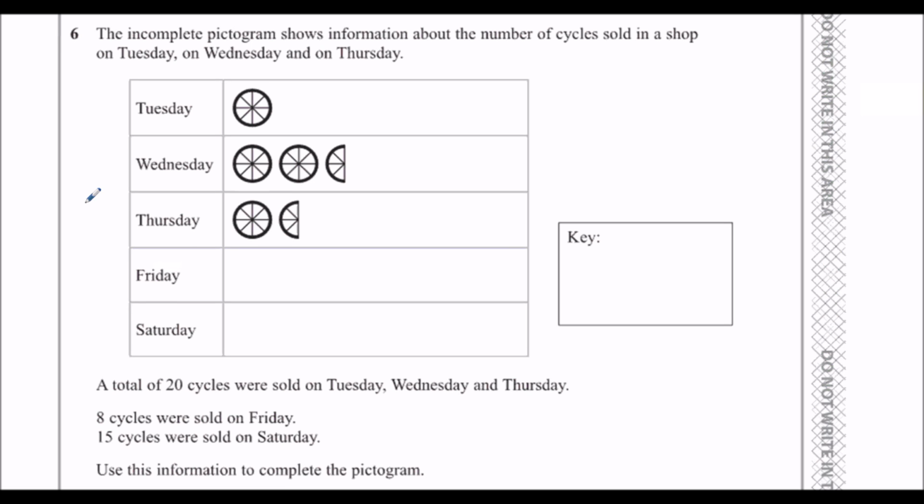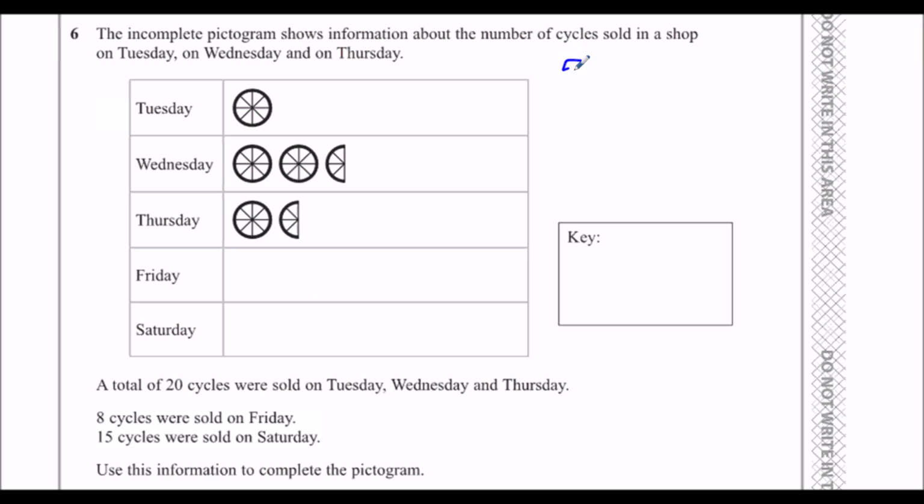Question 6. The incomplete pictogram shows information about the number of cycles sold in a shop on Tuesday, Wednesday and Thursday. So a total of 20 cycles were sold on Tuesday, Wednesday and Thursday. So we can work out the key. 1, 2, 3, 4 and 2 halves. So that's 5. We've got 5 wheels and that is 20 cycles.